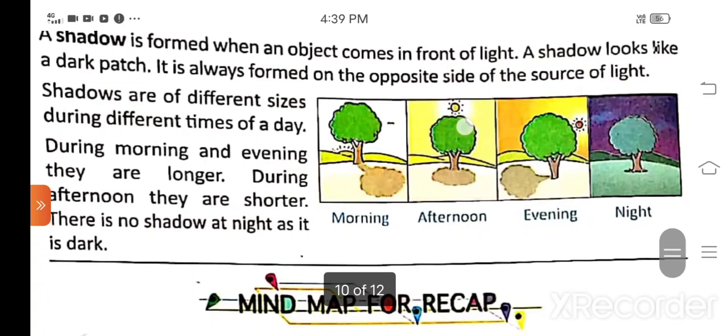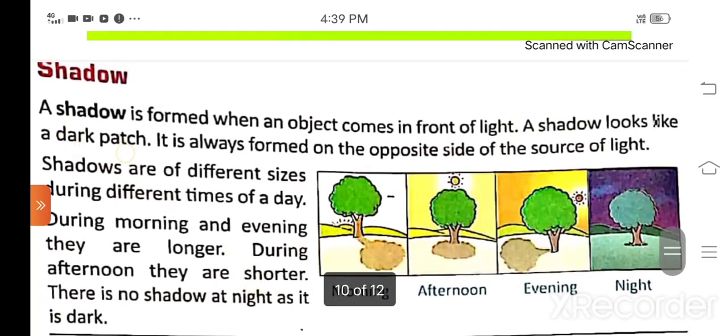So listen very carefully, a shadow is formed only when an object comes in front of the light. As you are watching here, at the back side the sun is there, in between the tree is there, and when the tree is in front of the sun, then we can see the shadow of a tree. So do you understand that a shadow is formed when an object comes in front of light? When an object comes in front of light, then we can see the shadow of that object.